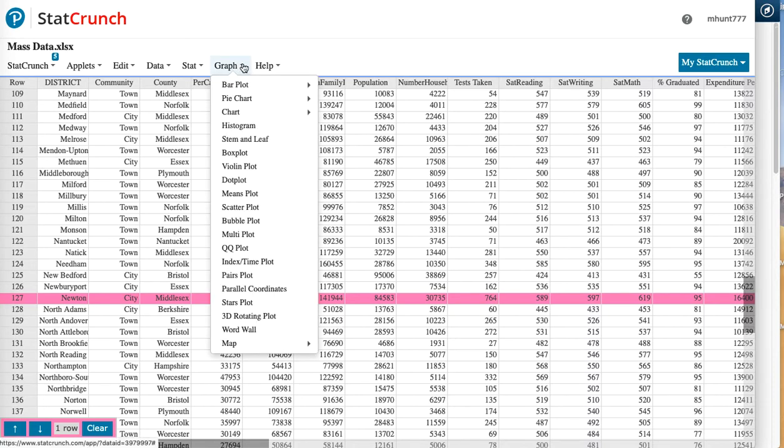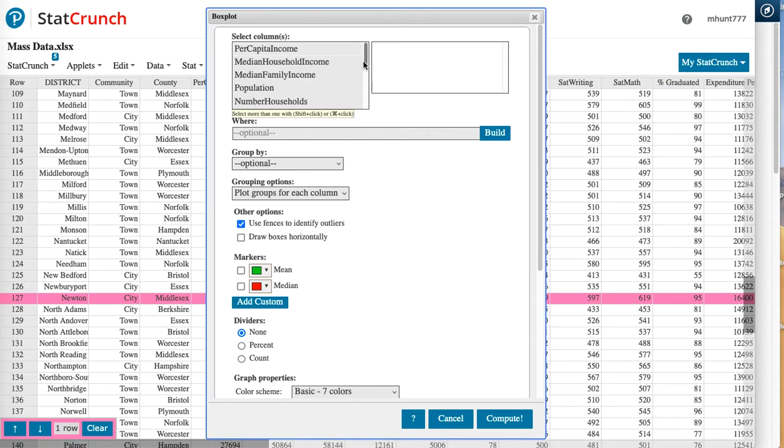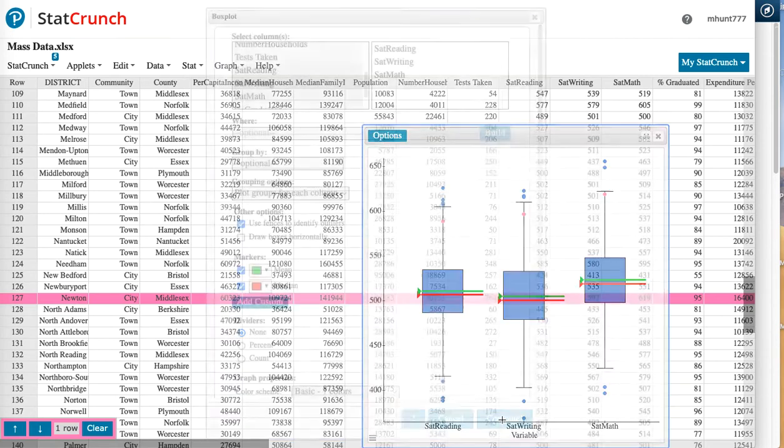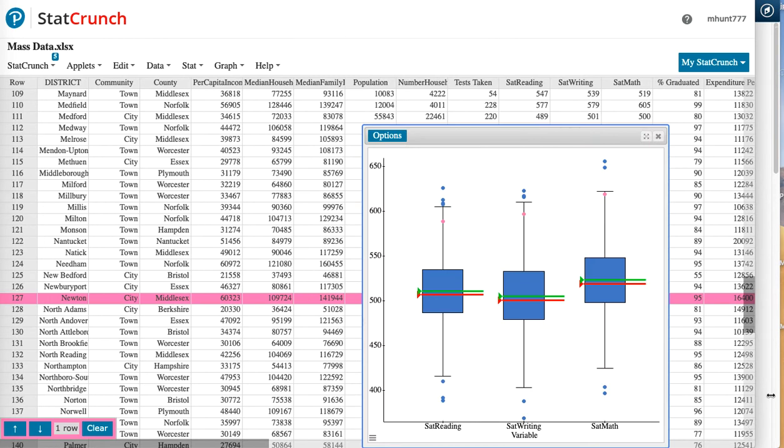So now I'm going to go again to box plots, and I would like to compare SAT reading, and I'm going to hold down my command key, SAT writing and SAT math, the same thing, means and medians, and use fences. And let's compute that. See how nice that is? All three are displayed in one graph, so we can visually compare them.